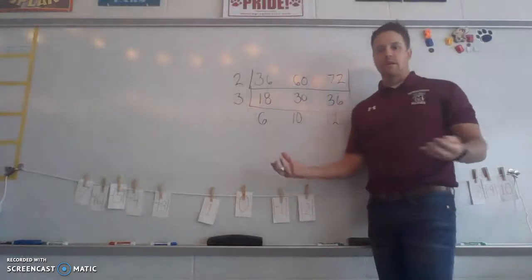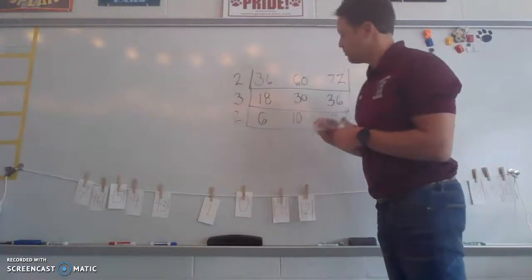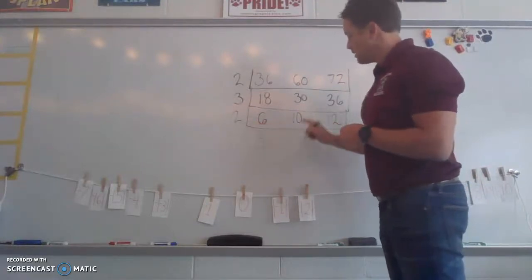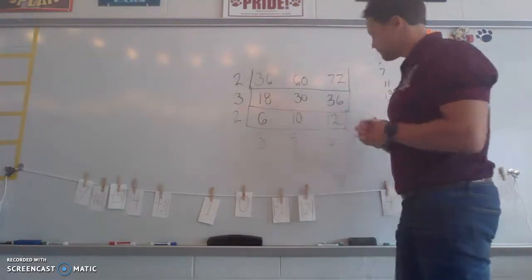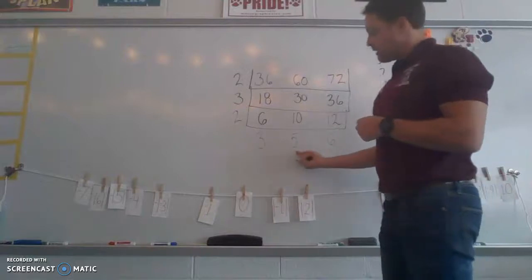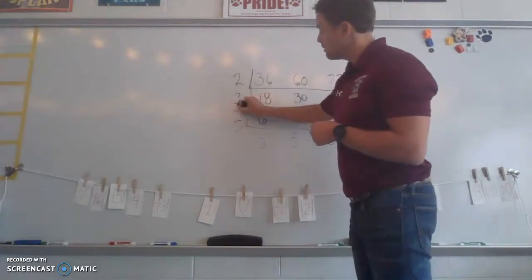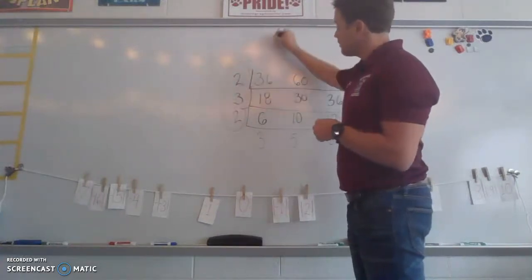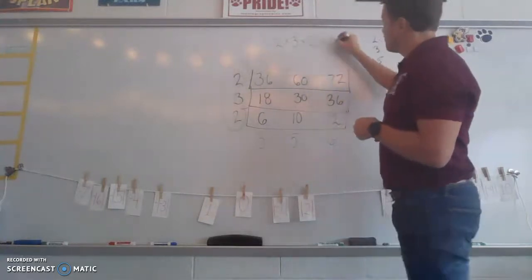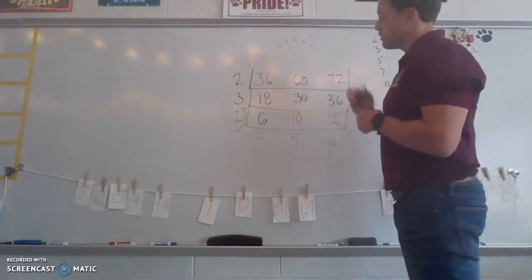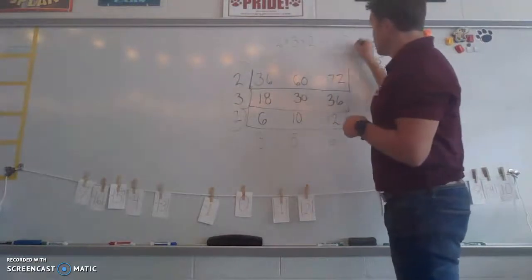Hopefully you're noticing we're not done yet, right? I still have all even numbers, so now I'm going to choose 2. 6 divided by 2 is 3. 10 divided by 2 is 5. And 12 divided by 2 is 6. I'm now down to where the only number I could divide by would be 1, so I'm going to look right over here. And I'm going to take 2 times 3 times 2, which would give me 12. So in this problem, my greatest common factor of 36, 60, and 72 is 12.